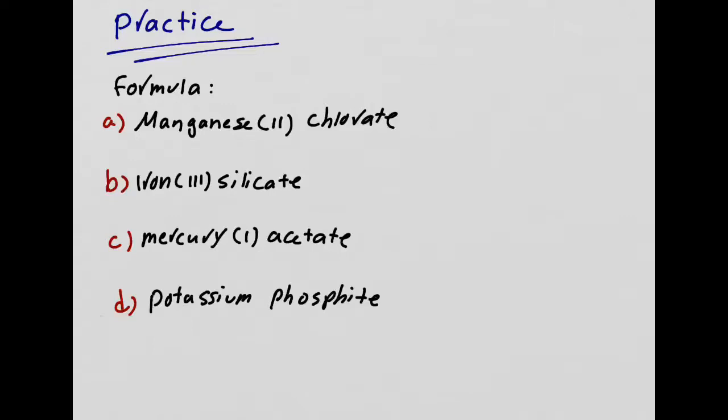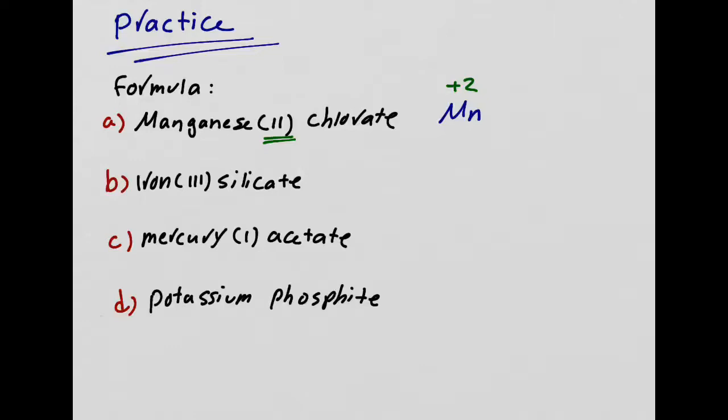Manganese 2 chlorate. First of all, what is the formula for manganese? Manganese is Mn, and I'm telling you it is manganese 2. Why am I telling you it is manganese 2? Because manganese is a transition metal. Silver and zinc are the only transition metals that have a fixed charge. For the rest, I have to tell you what the charge is because they have many different charges.